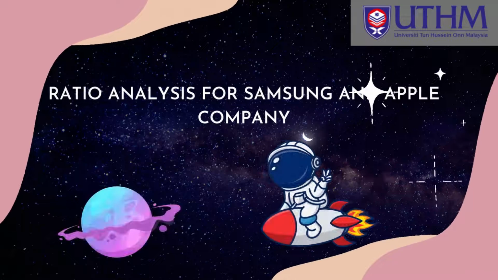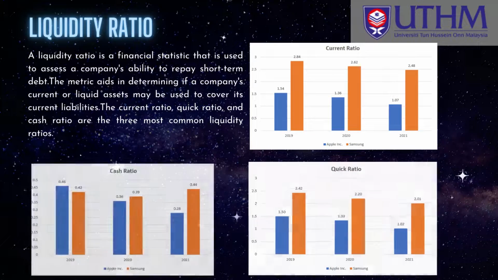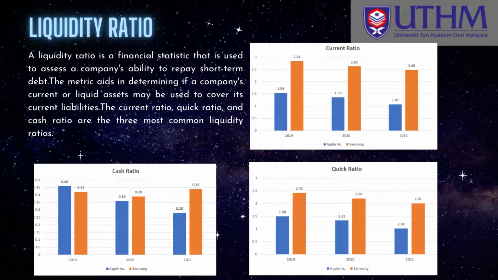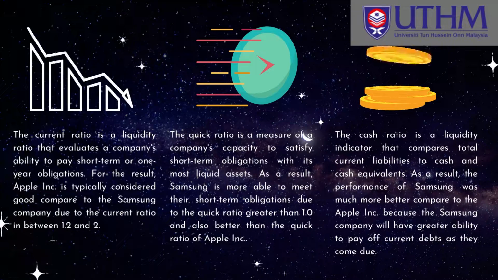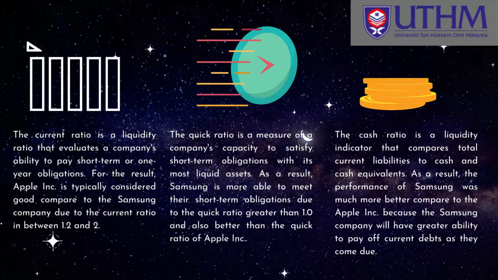Ratio analysis for Samsung and Apple Company. A liquidity ratio is a financial statistic that is used to assess a company's ability to repay short-term debt. The metric aids in determining if a company's current or liquid assets may be used to cover its current liabilities. The current ratio, quick ratio, and cash ratio are the three most common liquidity ratios. The current ratio is a liquidity ratio that evaluates a company's ability to pay short-term or one-year obligations.